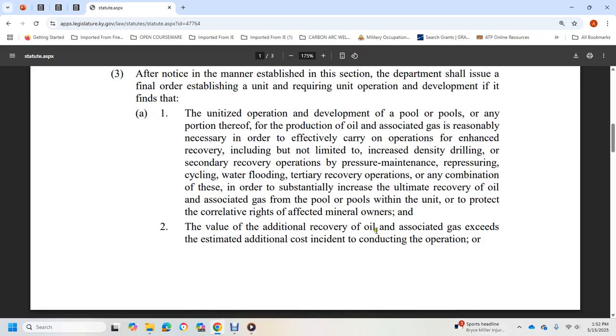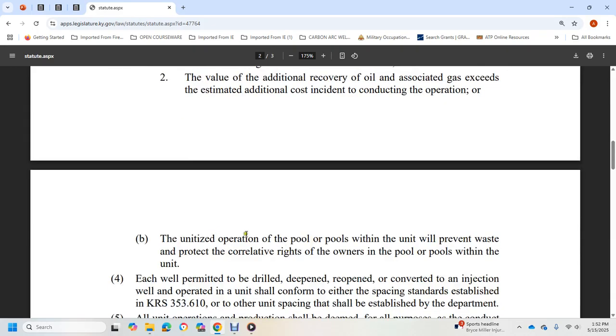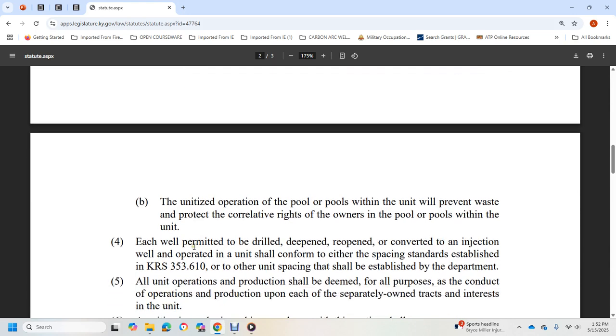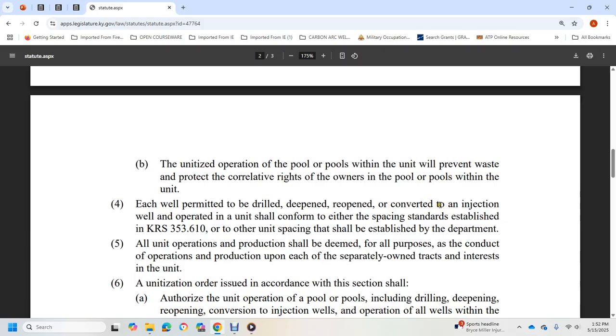The value of the additional recovery of oil and associated gas exceeds the estimated additional costs incident to conducting operations, and the unitized operation of the pool or pools of the unit will prevent waste and protect correlative rights of the owners in the pool or pools within the unit. Each well permitted to drill, to deepen, and reopen, or the converted injection well of the operating unit, shall conform with the spacing standard established in Kentucky Revised Statute 353.610, or other unit spacing established by the department.